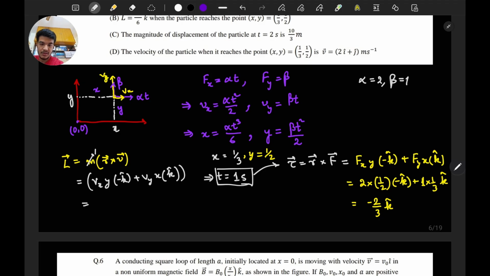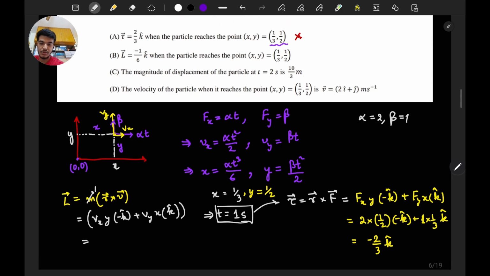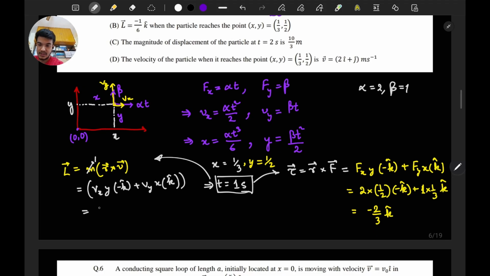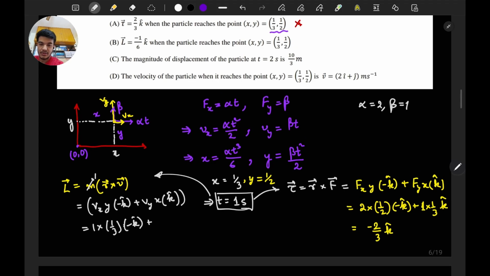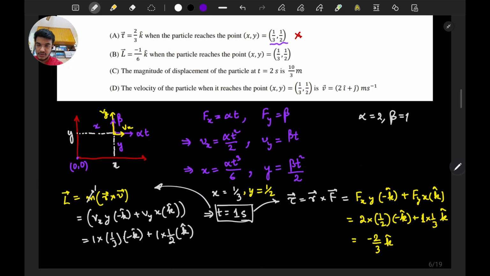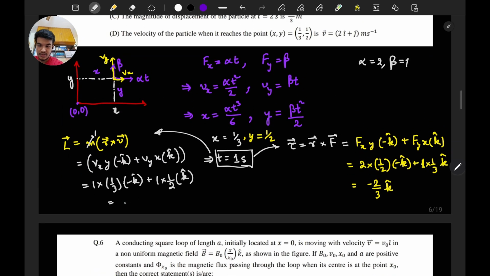So if I put this, vx was alpha t square by 2, and we need to find it at t equal to 1 only. So it would be 1 into 1 by 3 minus k cap plus vy x, which is beta t. Beta is 1, so it would be 1 into 1 by 2 k cap. So it is 1 by 2 minus 1 by 3, which is 1 by 6.